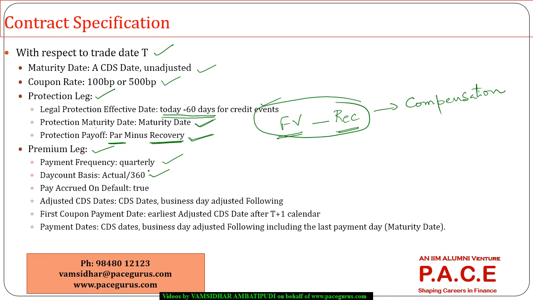Whereas from the protection buyer's perspective, in the general contract, the premiums are paid on a quarterly basis and the accrual is typically determined based on actual by 360. And the CDS dates are typically adjusted based on the business day, in case the maturity date falls on a weekend. Same thing goes with the coupon payment date. After the T+1 calendar, whatever is the next date that comes up would be the date on which the first coupon will be paid. And even the coupon payments, as we have already talked about, are done on the working day next to the maturity date.